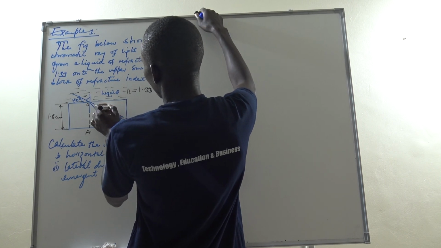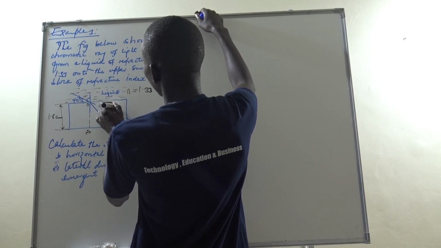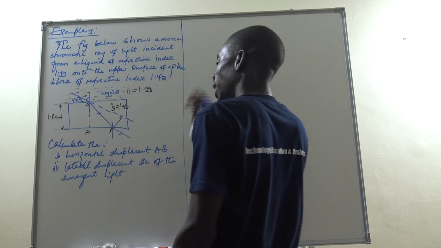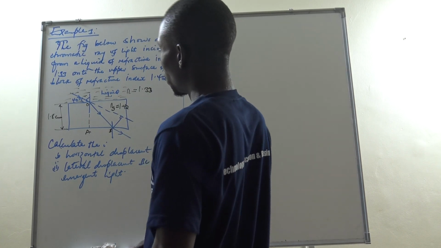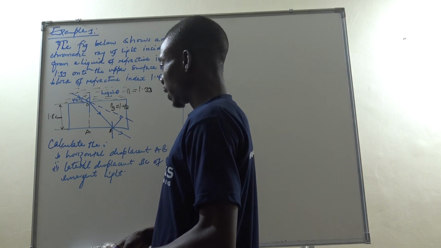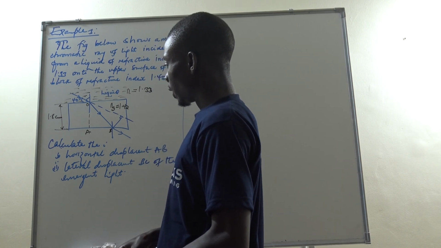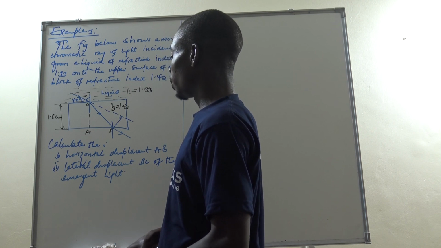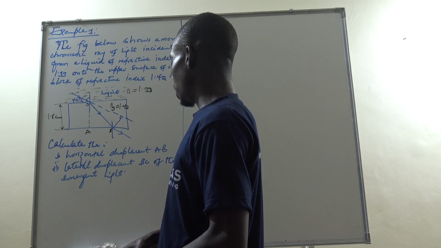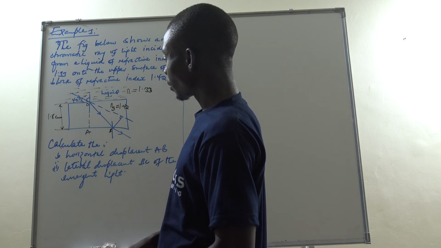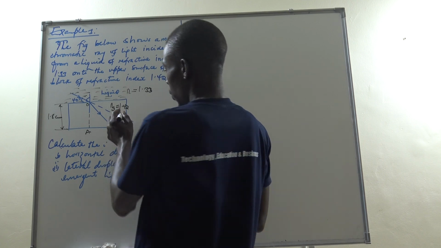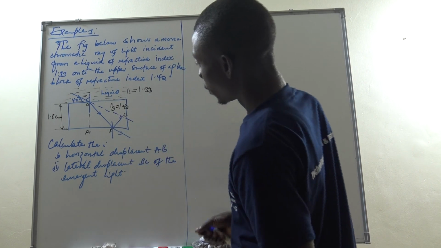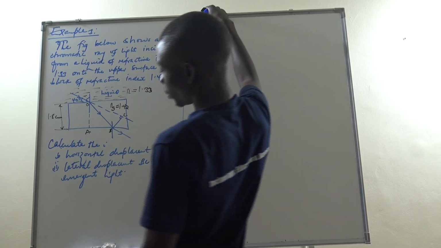This glass here has a refractive index of 1.42, and what is required from you is to calculate the horizontal displacement AB and then the lateral displacement BC of that. C is supposed to be here. So, how do we calculate the horizontal displacement?